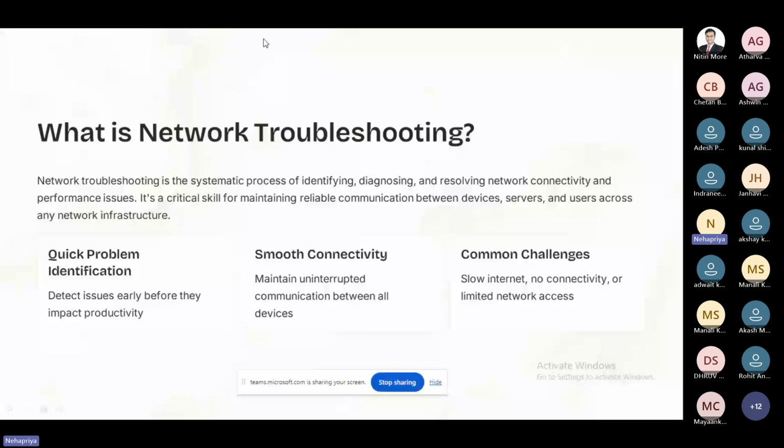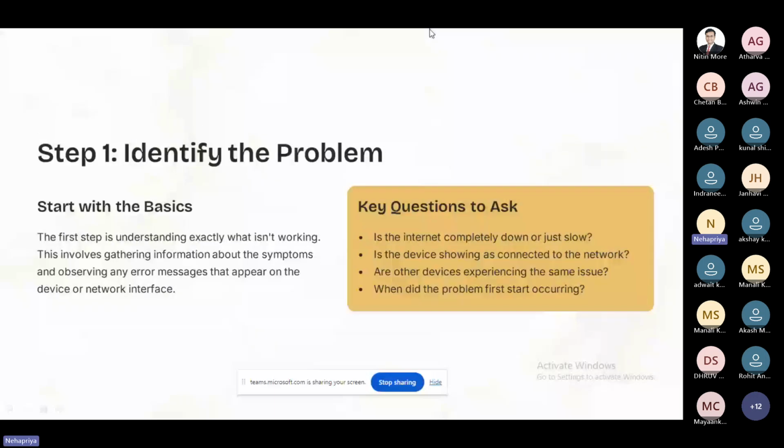Now, let us see the steps. So, the first step here is to identify the problem. Before fixing anything, we need to understand what exactly is wrong. So we should gather information like, is the internet connectivity slow? Is the device showing as connected to the network? Are other devices experiencing the same issue? And when did the problem first start occurring? By answering these questions, we can narrow down the possible causes and avoid wasting time.